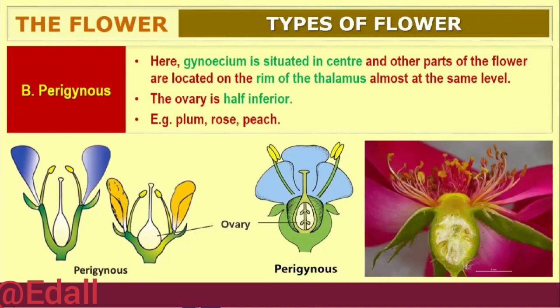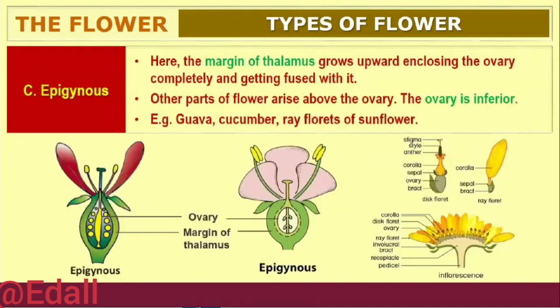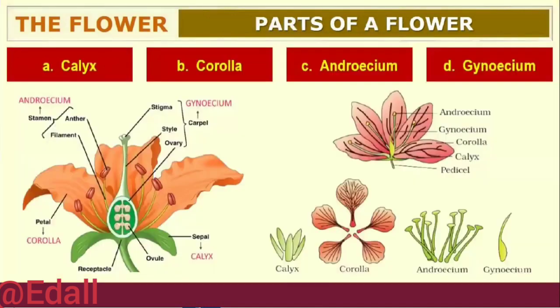In epigynous flowers, the margin of thalamus grows upward enclosing the ovary completely and getting fused with it. The other parts of flower rise above the ovary. Hence, the ovary is said to be inferior as in flowers of guava and cucumber, and the ray florets of sunflower. 5.5.1 Parts of a flower. Each flower normally has 4 floral whorls, viz., calyx, corolla, androecium and gynoecium.